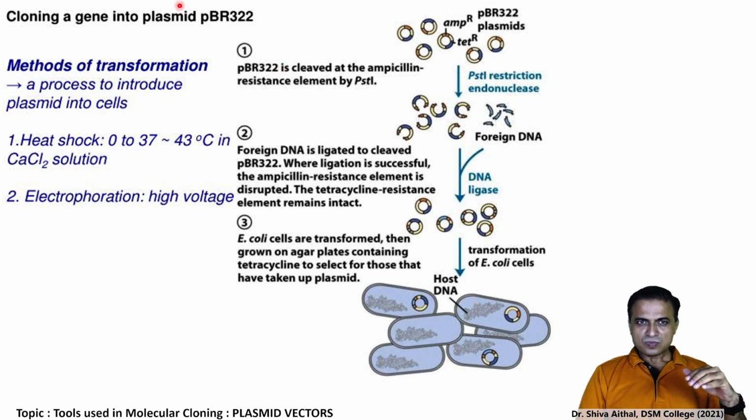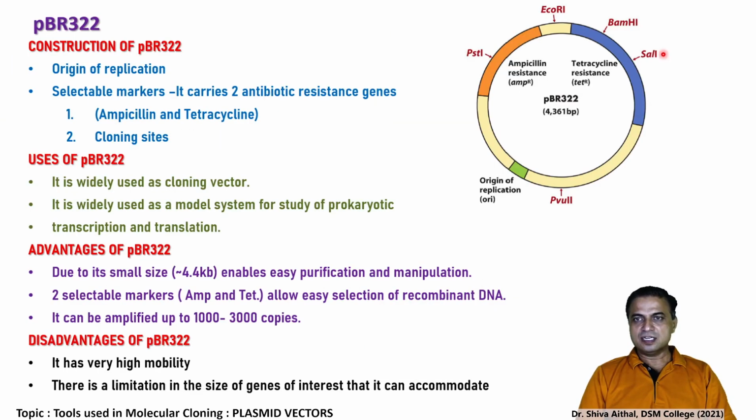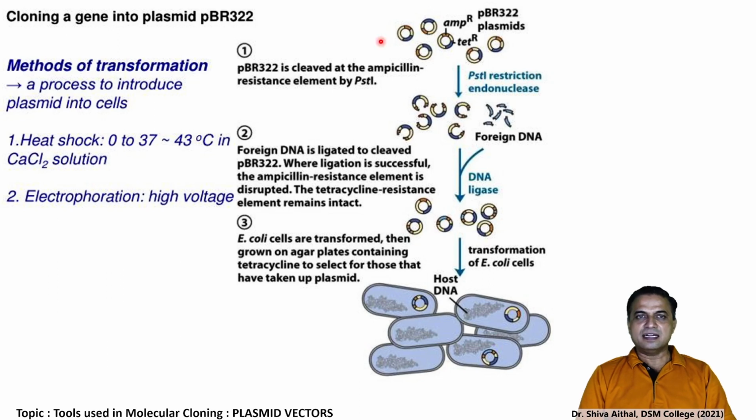So basically the first step is pBR322 is cleaved within the ampicillin resistance element at PstI. See here, at PstI in the ampicillin resistance gene it is cleaved, the first cut is made, and in this the ampicillin resistance and tetracycline resistance, ampicillin resistance is chosen, and a PstI restriction endonucleolytic cut is made in the plasmid, as well as the same enzyme is used to obtain the foreign DNA or the gene of interest. This foreign DNA is cleaved and it is ligated into the pBR322.